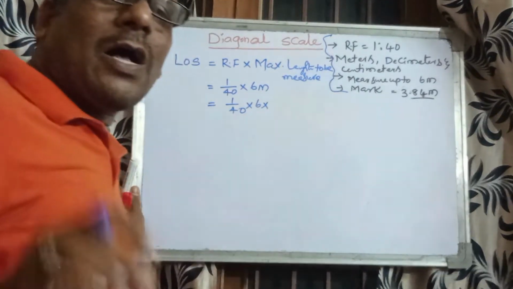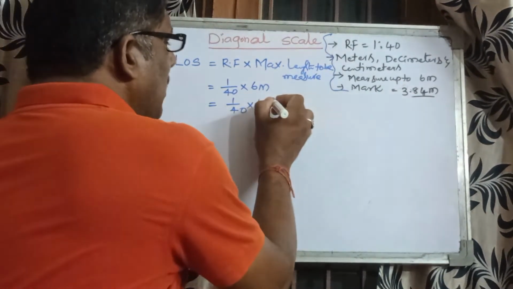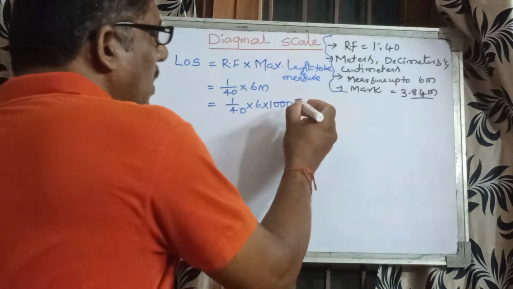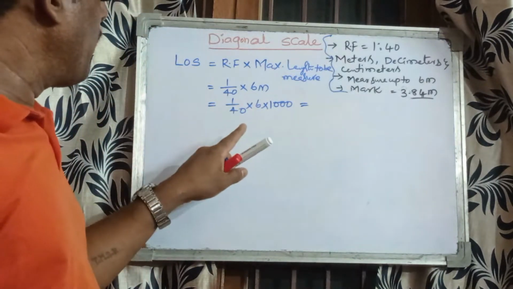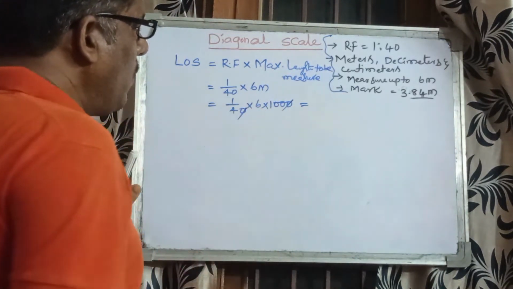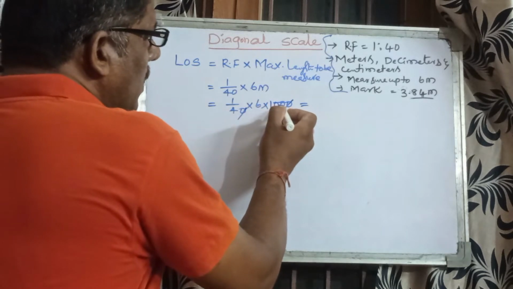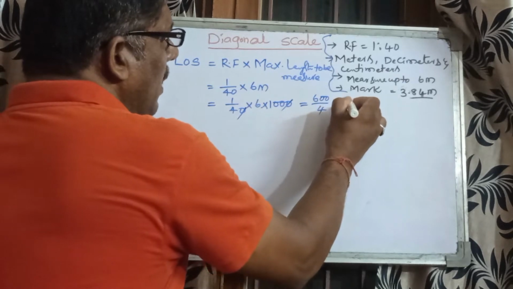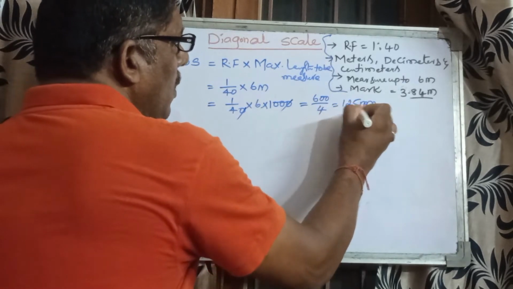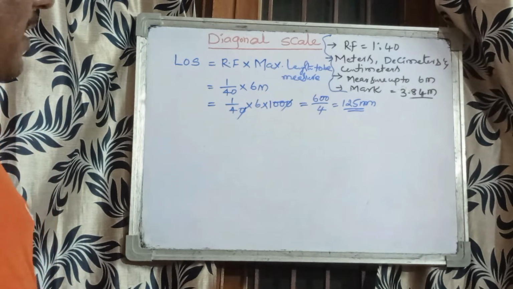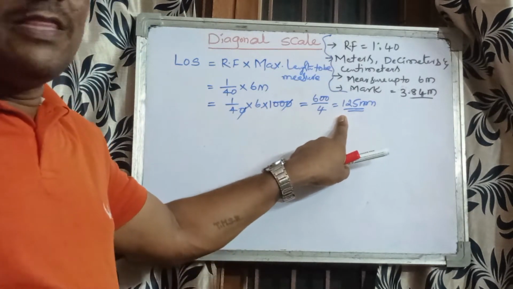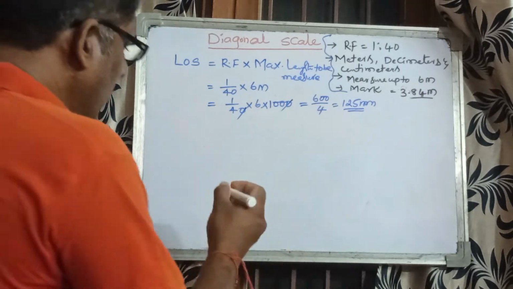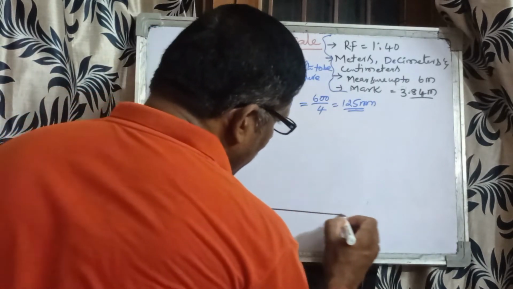So you must be familiar with all the units. Already I told that the units are very, very important here. If you know units, we can easily go for solving the problem. So go for this: 6 into 1000, 6000 by 40, that is 600 by 4, that is around 150 mm. So the length of the scale is 125 mm. So first take the length of the scale 125 mm.